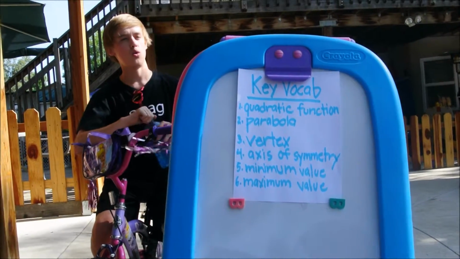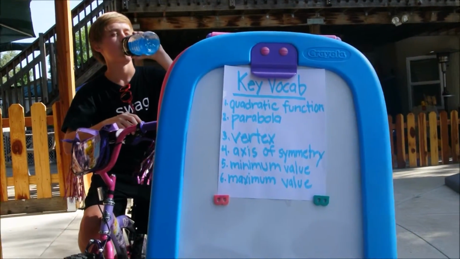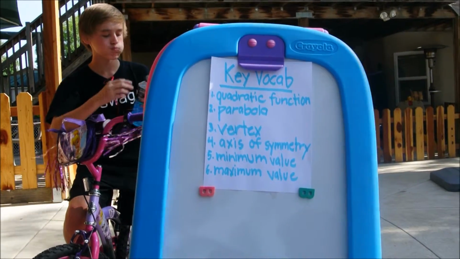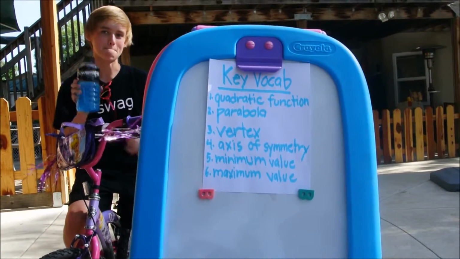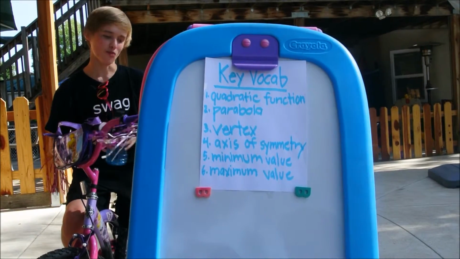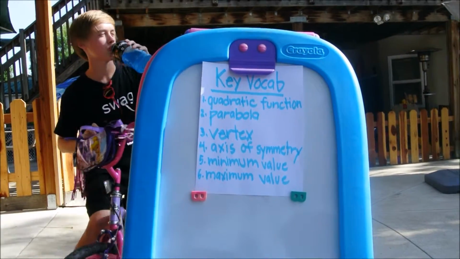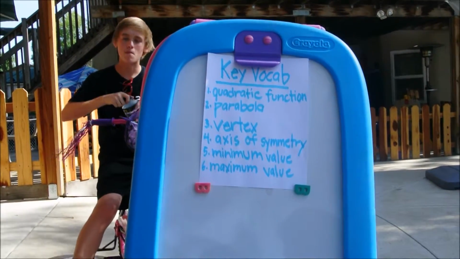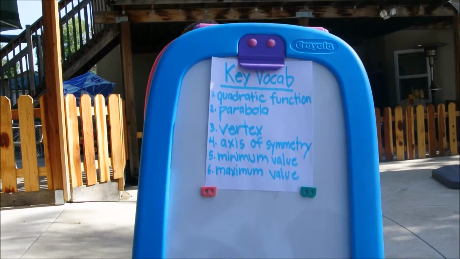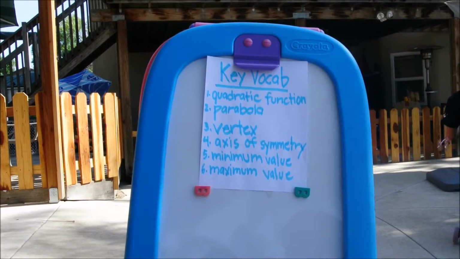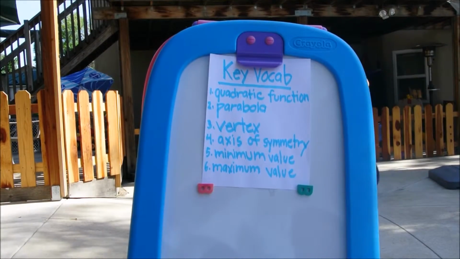4. The axis of symmetry. The axis of symmetry divides the parabola into mirror images and passes through the vertex. 5. Minimum value and 6. Maximum value. For y equals ax squared plus bx plus c, the vertex's y-coordinate is the minimum value of the function if a is greater than 0, and the maximum value if a is less than 0.